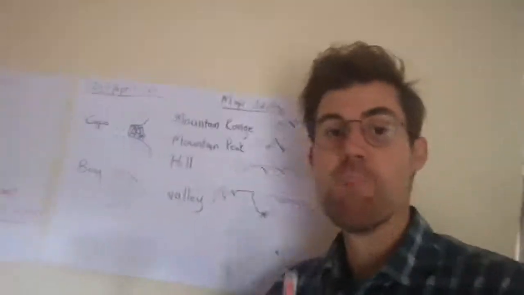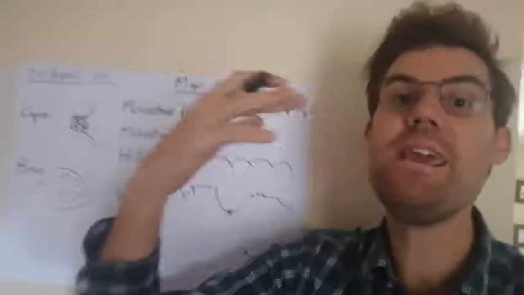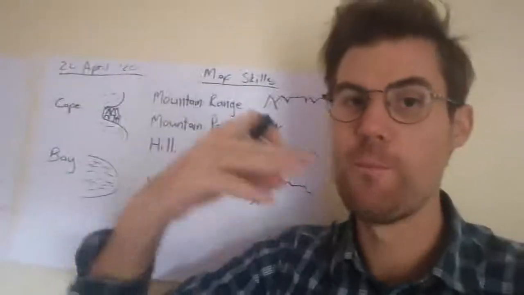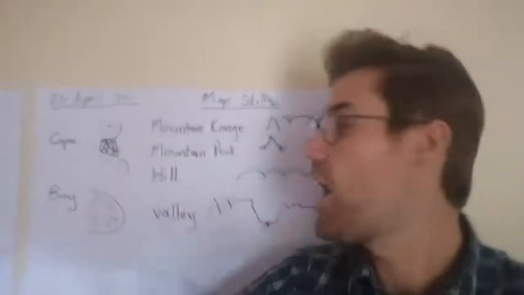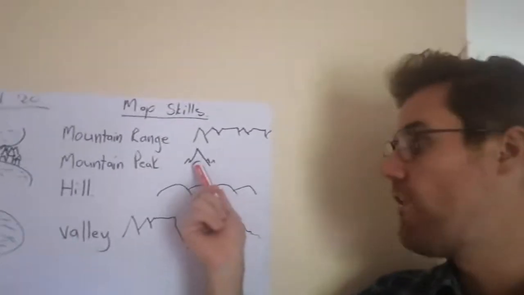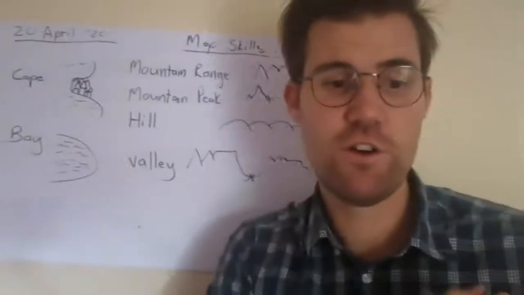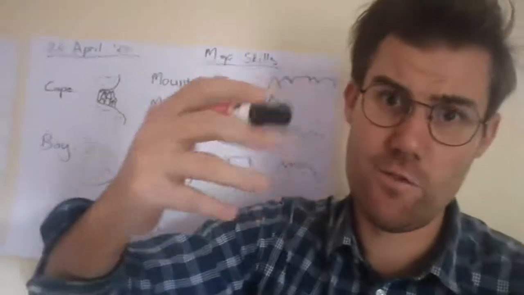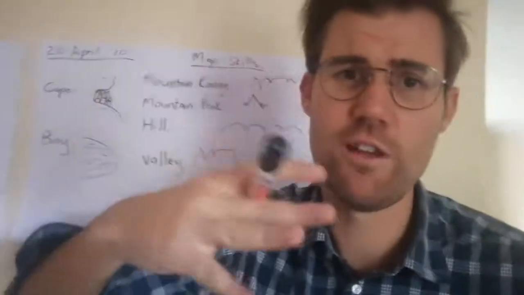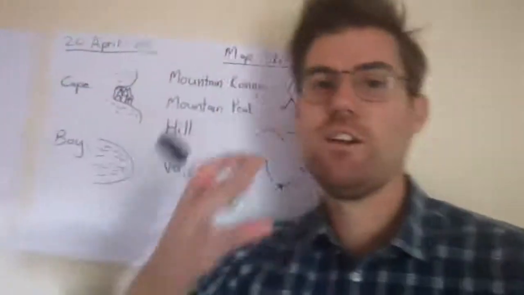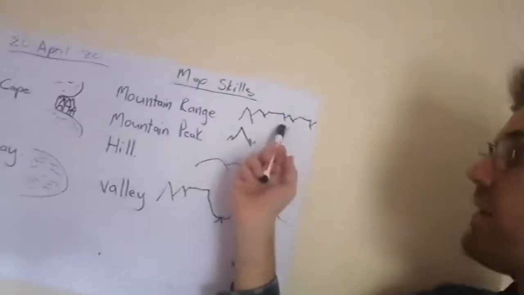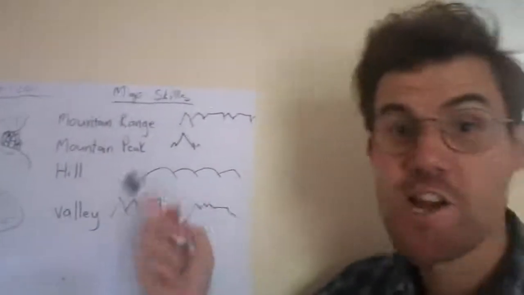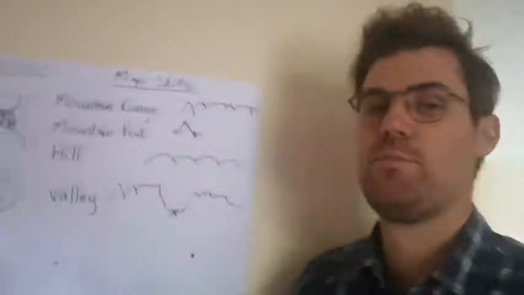Right, the next one, mountain peak. Now, a peak is the highest point. So a mountain peak is the highest point of a mountain. If you look at the photos on page 28, I'm not going to give away the answer, or I'm going to give away the answer, but it's the pointy one. It's just one part where the mountain is the highest. So a mountain range has got a mountain peak, the highest point.